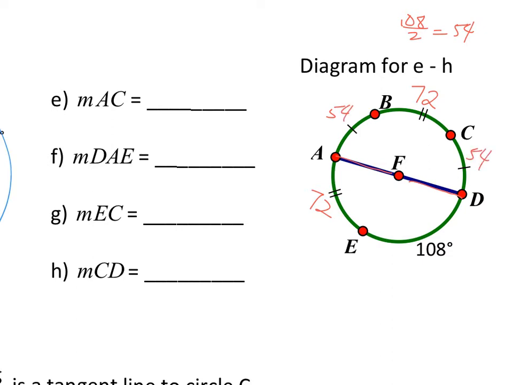So now that the diagram's marked up, we're looking from A to C. So A to C is 126. From D to A to E, if we add up that list, is 252. From E to C, so that's the short distance from E to C right there, 108 plus 54 is 162. And C to D, that short distance, is 54.